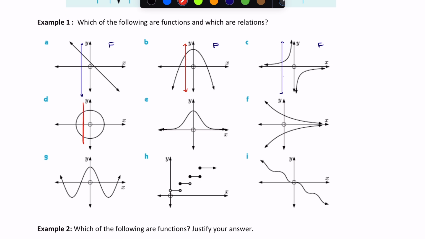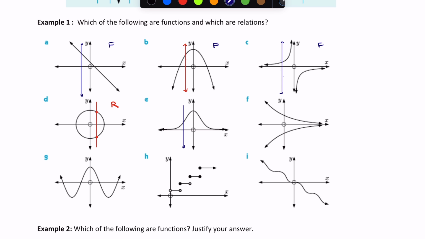So if I draw a line through, we see there's multiple points where it passes through more than just one point here. So here, if I look at this point right here, it passes through this point and this point. So here it fails the vertical line test, which means that this would be a relation. And then let's continue on with these ones.